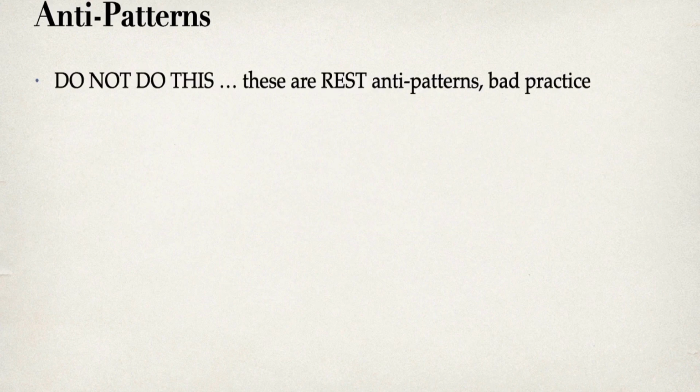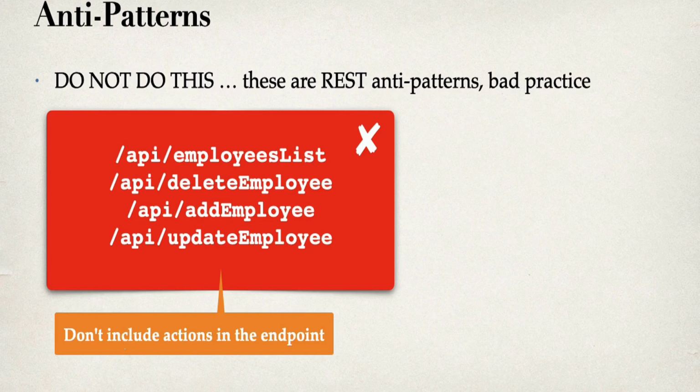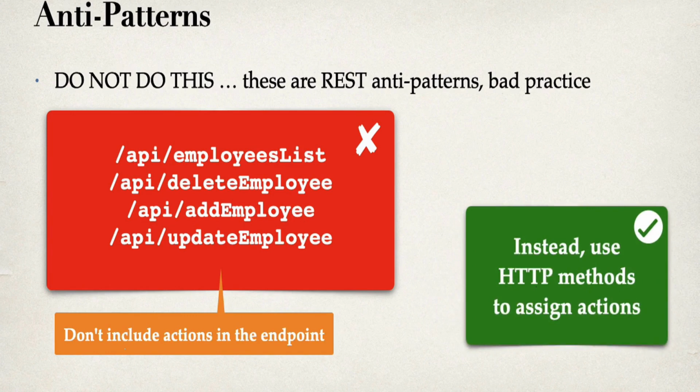Now let's talk about some anti-patterns. Don't do this, okay, because these are REST anti-patterns. They're considered bad practice. When you actually list out your endpoints, don't include the actions in the endpoint. For example, don't say employees list or delete employee, add employee, or update employee. That's not the best practice here. Instead, you should use the HTTP methods to assign the actions. All right, so the big thing here is don't include the actions or verbs in the actual endpoint. Use the HTTP methods instead, so make use of the GET, PUT, POST, and the DELETE.